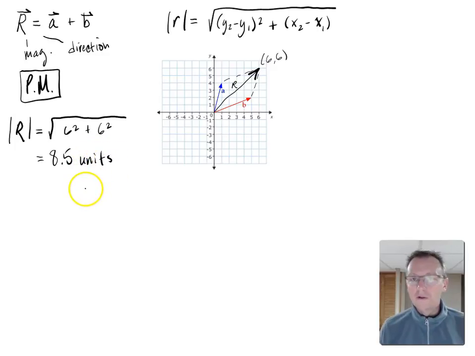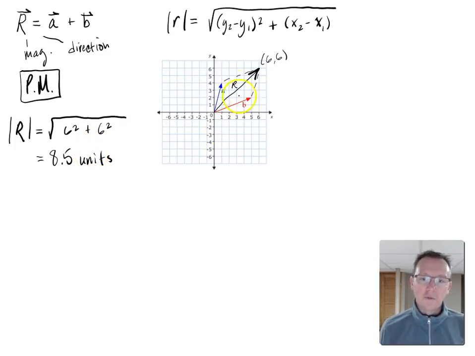I don't know what the units are. It doesn't really matter. It could be meters if it's displacements, or meters per second if it's velocities, or meters per second squared if it's accelerations, or newtons if it's forces, or kilogram meters per second if it's momenta. Whatever. We'll get the idea. So I'm just going to use generic units right there.